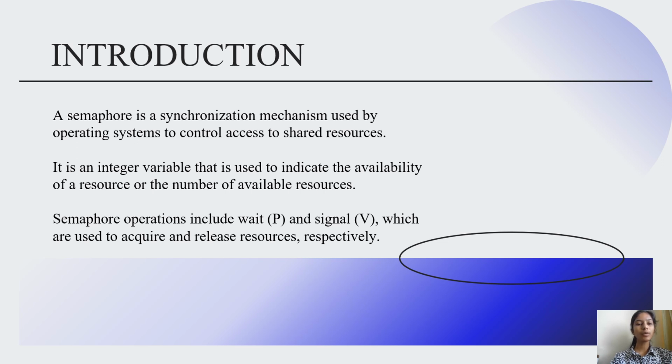Introduction. A semaphore is a synchronization mechanism used by the operating system to control access to shared resources. It is an integer variable that is used to indicate the availability of a resource or the number of available resources. Semaphore operations include wait (P) and signal (V), which are used to acquire and release a resource respectively.